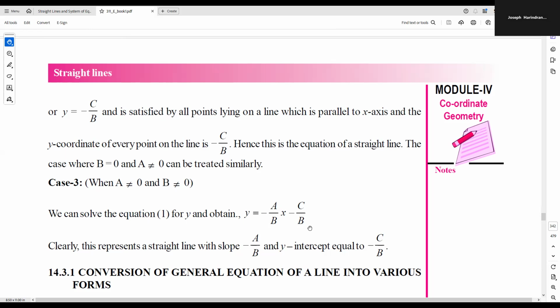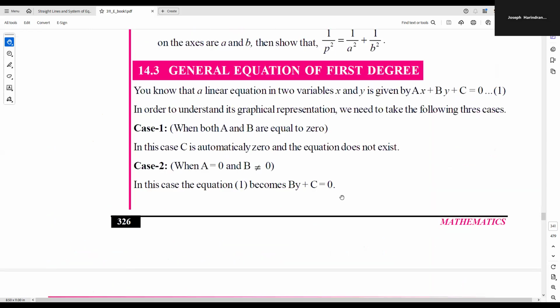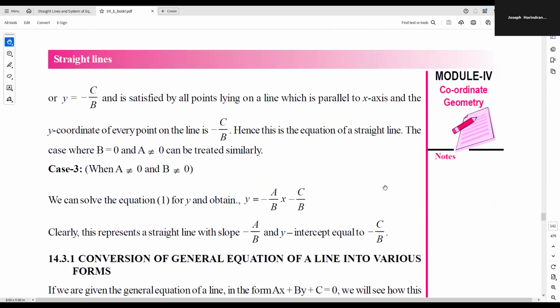We divide each and every term of this general equation by B. Here we have this equation. We transpose the Ax to the other side. We get minus Ax minus C. And when we divide by B, we will get y is equal to minus A by B into x minus C by B. So which form is this? Y is equal to mx plus c. So minus A by B is the slope of any equation given in the general form.